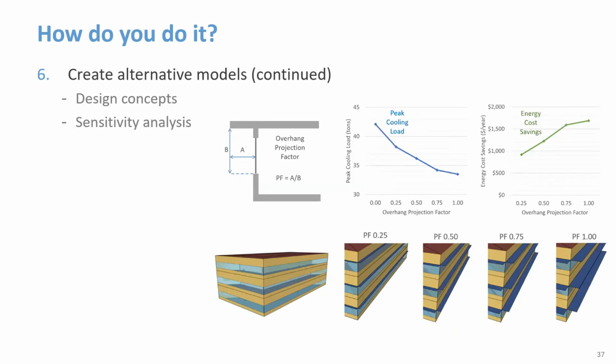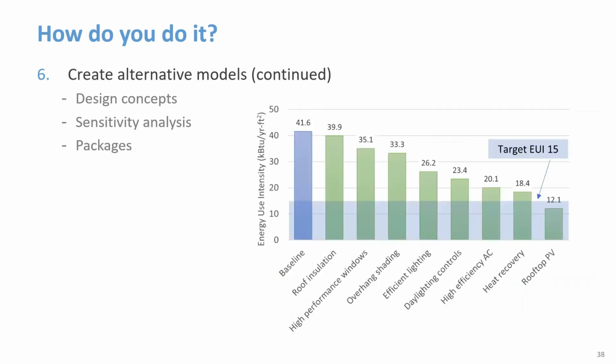And this sensitivity analysis looks at the impact of overhangs for shading windows. And these two graphs show the impact on peak cooling load on the left and energy cost savings on the right. Some alternatives will include packages of measures. So it's often appropriate to evaluate packages, especially when you're looking at strategies to meet an energy consumption target.